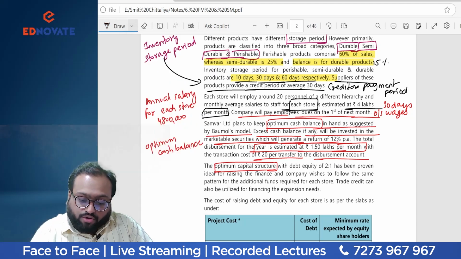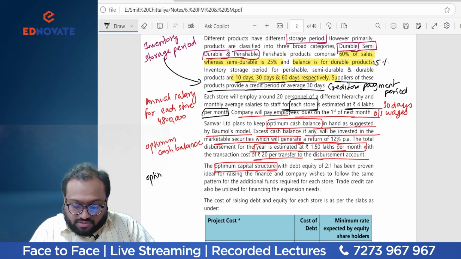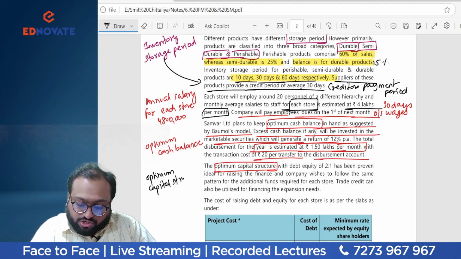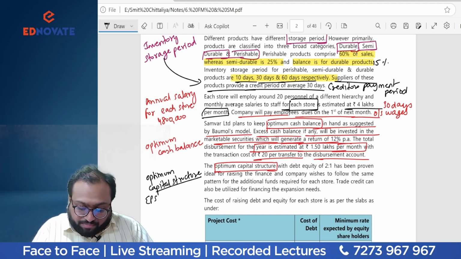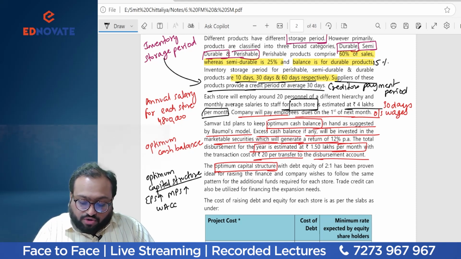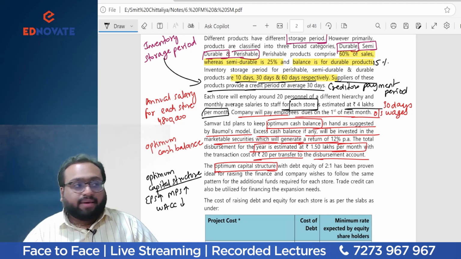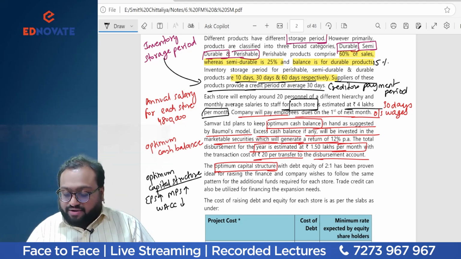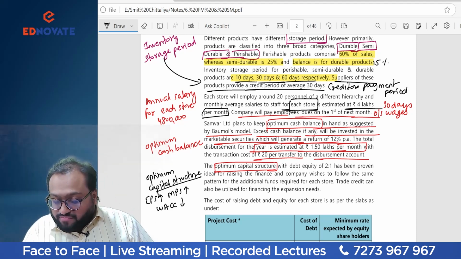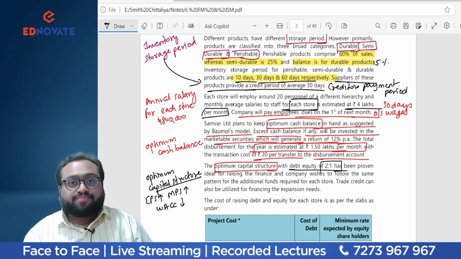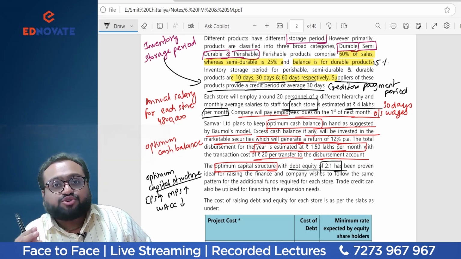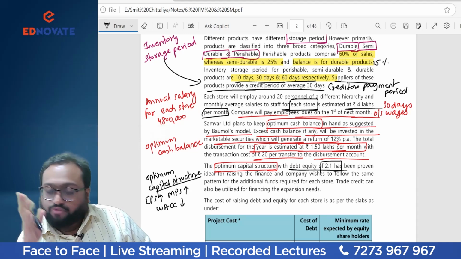If I want to define optimum capital structure, just recapping the concept, optimum capital structure means that capital structure where EPS or MPS is maximum or the WACC of the company is the minimum. Am I right? So that's the optimum capital structure, definitely. The optimum capital structure with debt equity of 2:1. They have told us the proportion of debt and equity. So the company wants to maintain a debt equity ratio of 2:1, 2 for debt, 1 for equity.